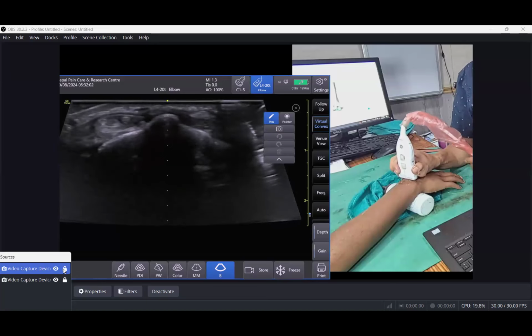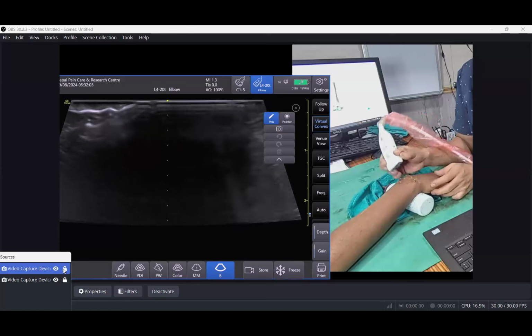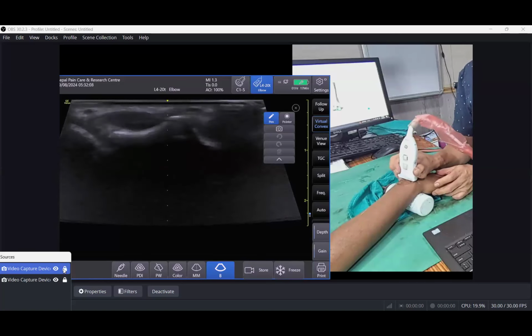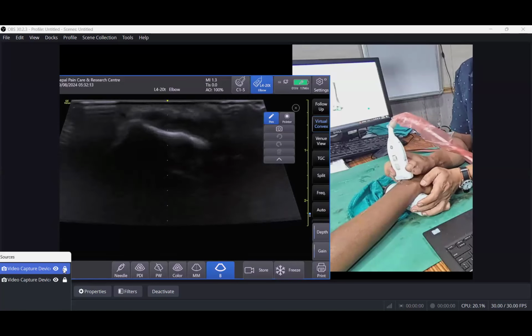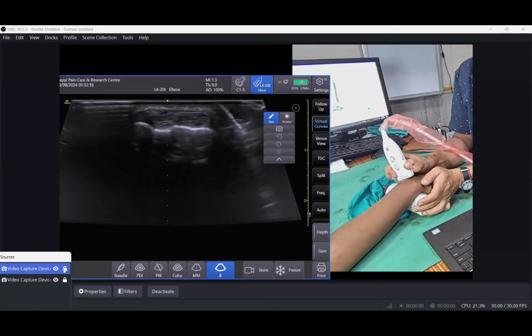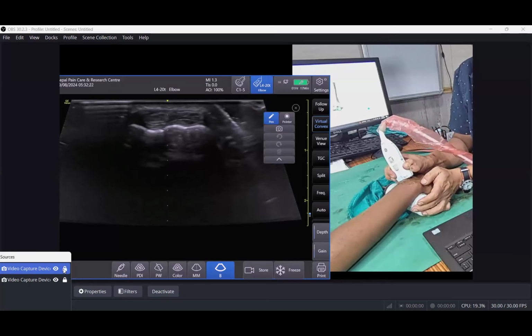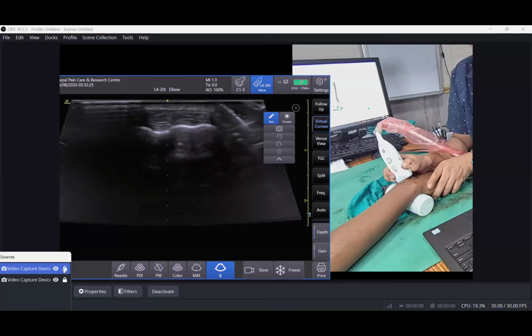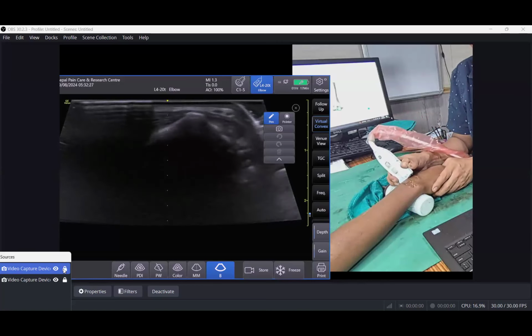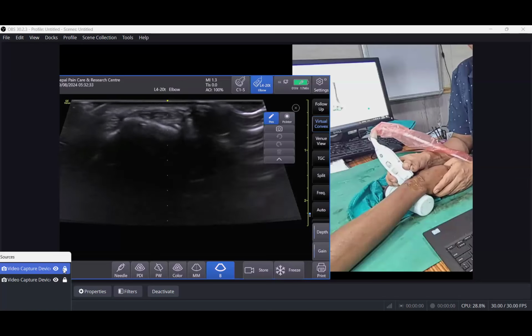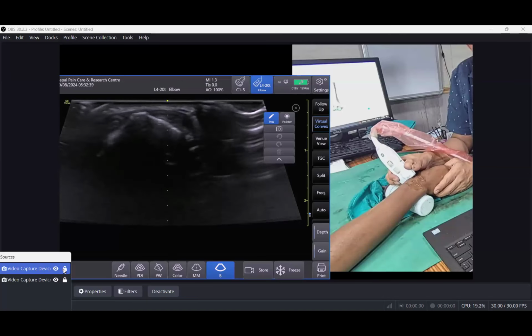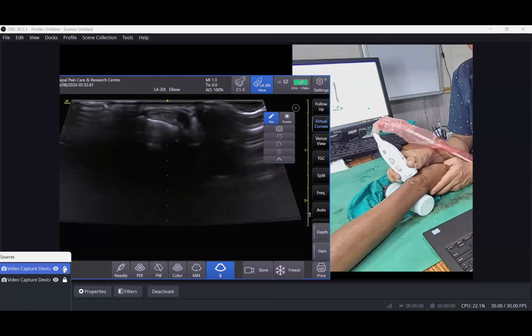Okay, so if we go more to the radial side, first identify the Lister's tubercle, this bony prominence, then come to the radial side. You are seeing two different tendons here. This is compartment number 2, that means extensor carpi radialis longus and extensor carpi radialis brevis. If I glide my probe more to the radial side, this is compartment number 1. Okay, here you will see two tendons. One is abductor pollicis longus and another is extensor pollicis brevis. So this is compartment number 1.